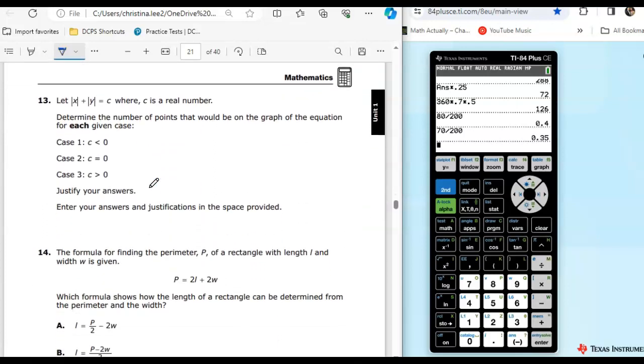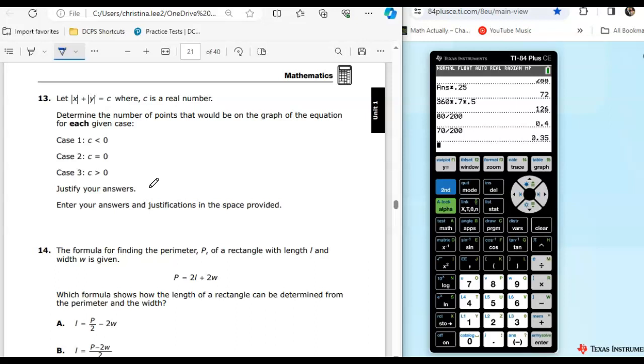Let's look at 13. So 13 says, let the absolute value of x plus the absolute value of y equal c, where c is a real number. Determine the number of points that would be on the graph of the equation for each given case and justify your answers. So this is again an example where we need to justify our answers. So for case 1, c is less than 0, meaning for c to be a negative number.